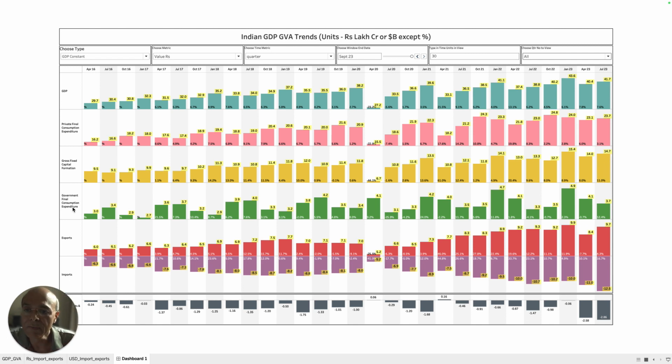Then the government final consumption expenditure is showing a very poor sign. So the government is not making expenditure. If government expenditure also became significantly better, we could beef up our GDP significantly. So we are not performing well.